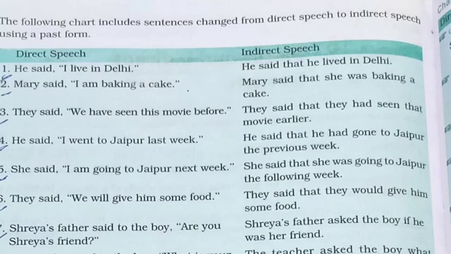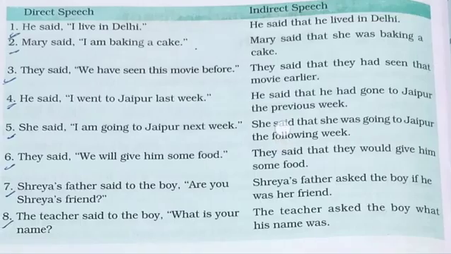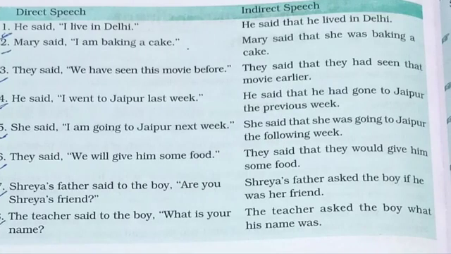She said, "I'm going to Jaipur next week." She said that she was going to Jaipur the following week. If the reporting verb is in the past tense, the reported speech will also change in the indirect form to past tense. See, the things in inverted commas need not be in present or past tense. That doesn't matter. The reporting verb matters. She said, she says, the difference you must know. They said, "We will give him some food." They said that they would give him some food. Would. Is it clear?